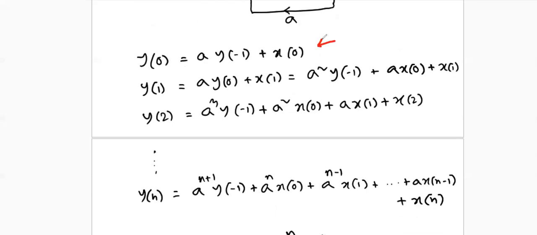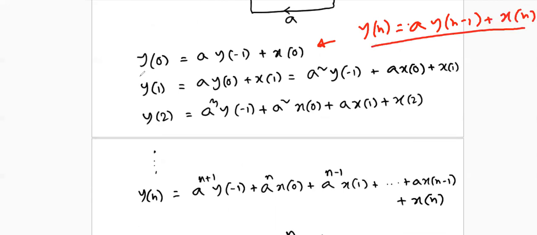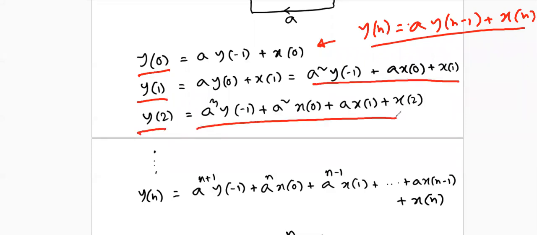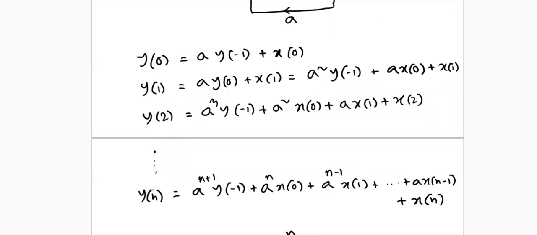y0 is equal to this from the equation. We have that equation as y(n) = a y(n-1) + x(n). From the fundamental equation, we can write it very easily. And after that, we can also write y1, and it is like this. y2 is like this. If you go up to y(n), you can find this kind of equation.